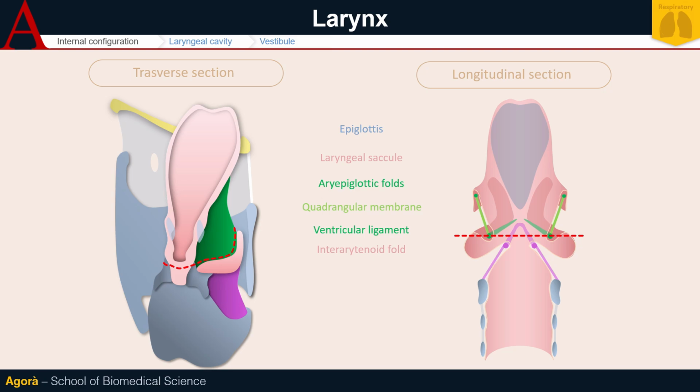The last structure to observe is the interarytenoid fold, which closes the laryngeal vestibule at the back. Although it is not shown here, it is clearly visible in the image on the left between the two arytenoid cartilages.